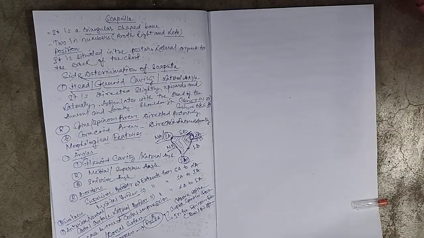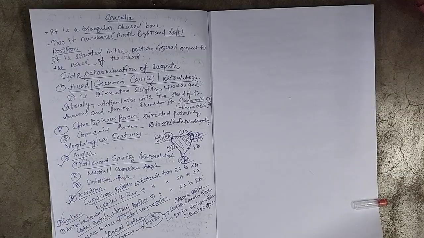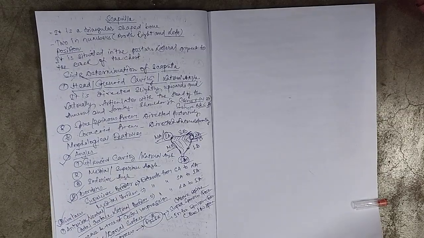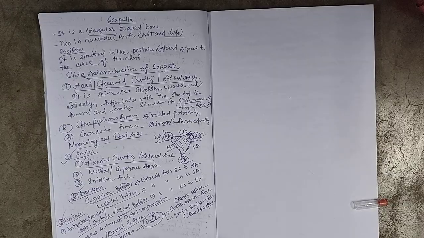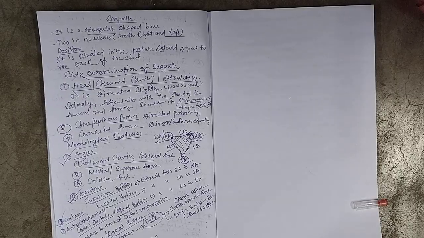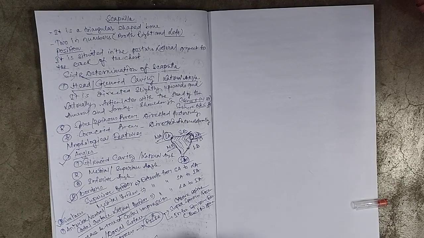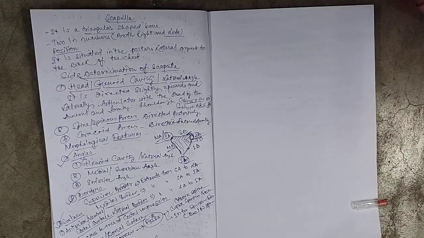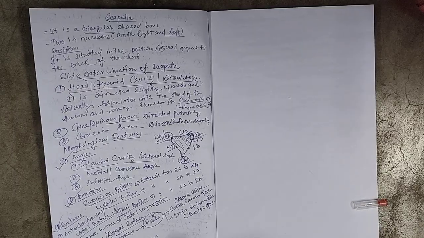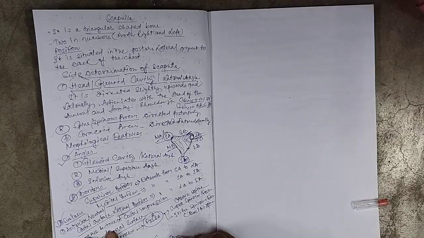And number 4 structure, we have already discussed the angles, the borders, and the surfaces. Now number 4, that is the processes. So what are the processes that are present? Number 1, spinous process. Number 2, coracoid process. Number 3, acromion process, which is the continuation of spine.